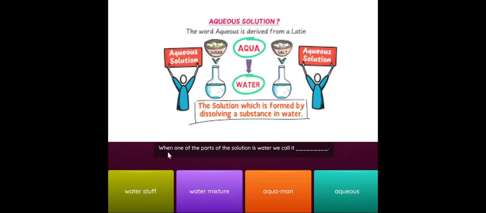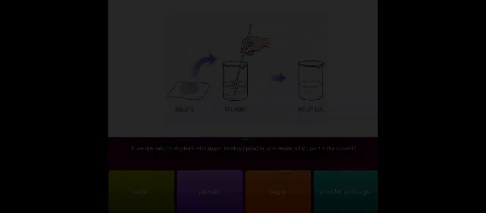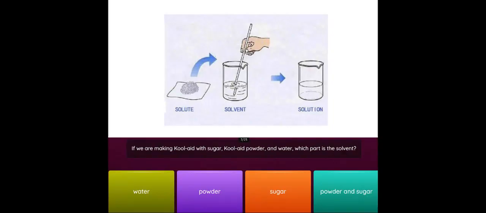Okay, number 6, when one of the parts of the solution is water, that's what we call an aqueous solution. So the solutions that we're dealing with for this unit, aqua meaning liquid, and then water. So liquid water is going to be an aqueous solution. Okay, number 6 is aqueous. Aqueous.